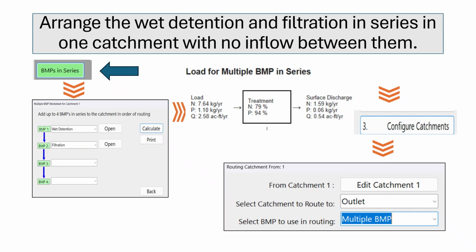We then carefully compare these achieved removal rates to our established performance standards. For instance, if our standards require a 55% reduction in total nitrogen and an 80% reduction in total phosphorus, along with net improvement targets of 77.3% for TN and 73.7% for TP, we can confidently conclude that this wet pond plus filter system successfully meets both the specified percentage removal and the net improvement for both total nitrogen and total phosphorus. With this successful evaluation, the next step is to proceed to the catchment configuration and select this multiple BMP for routing.